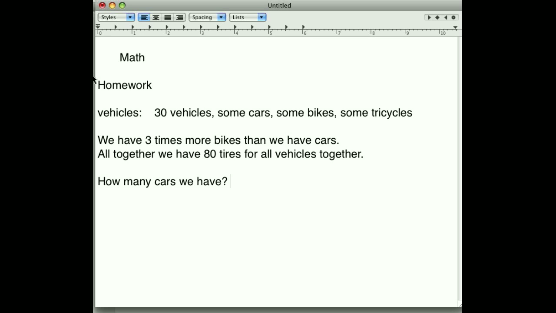And obviously, you know that tricycles have 3 tires each, and cars have 4 tires each, and bikes have 2 tires each. So try to solve this problem with an equation and let me know what the solution is. You should be able to do it. And if not, if you need some clues, write me an email.